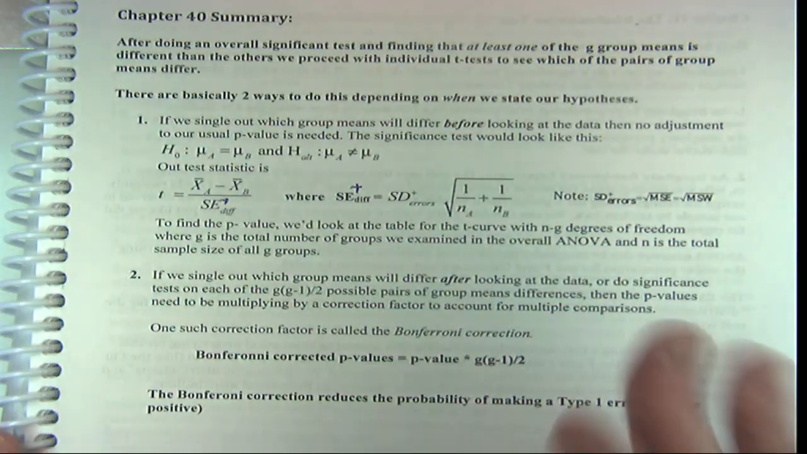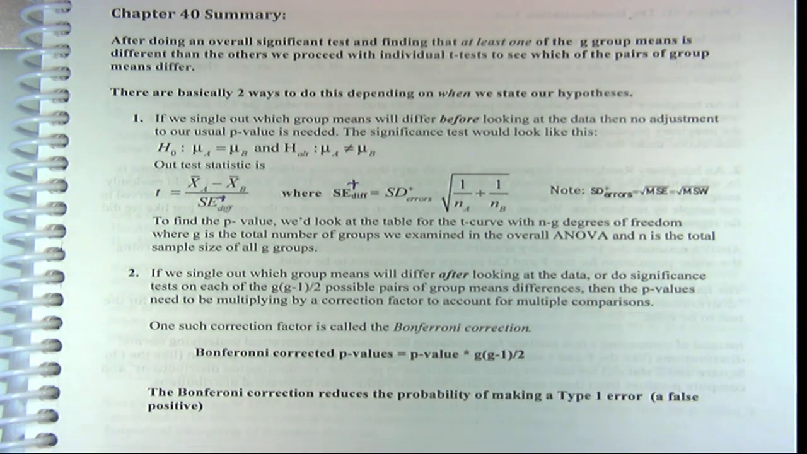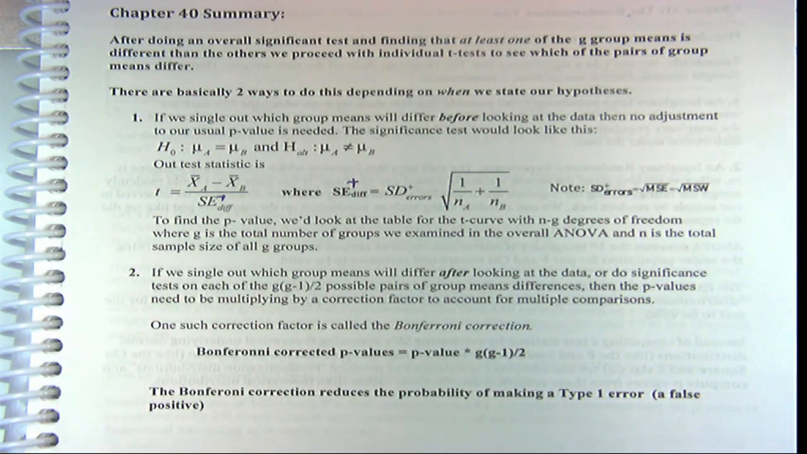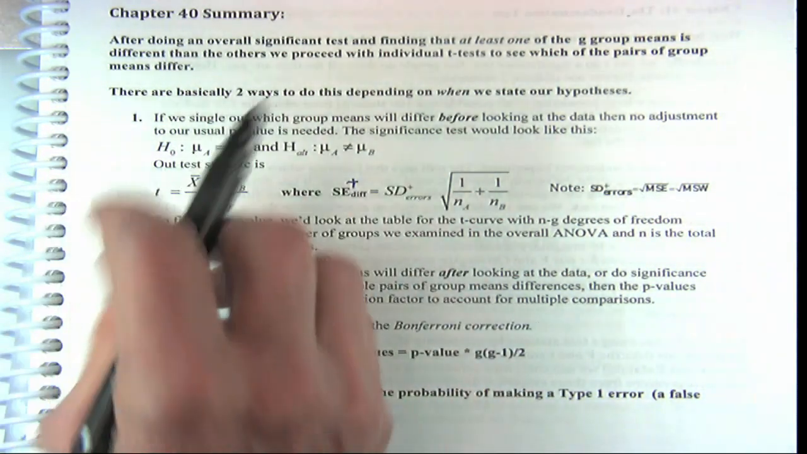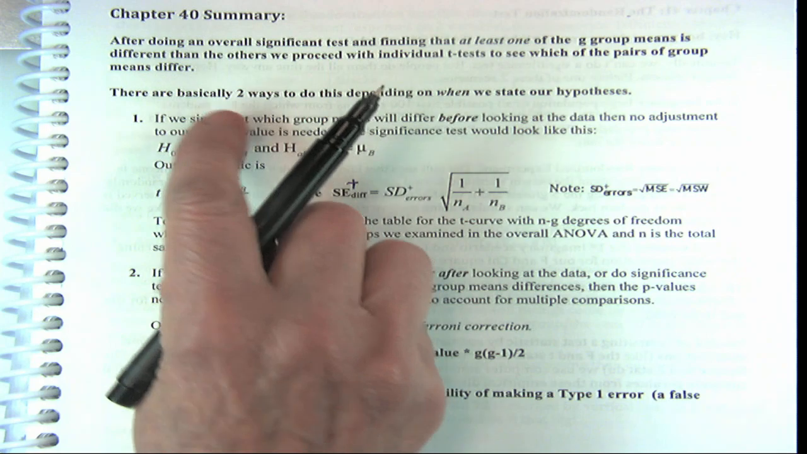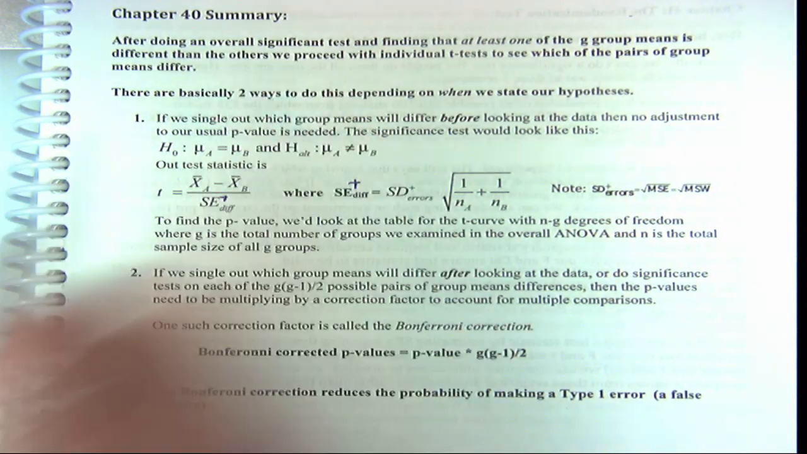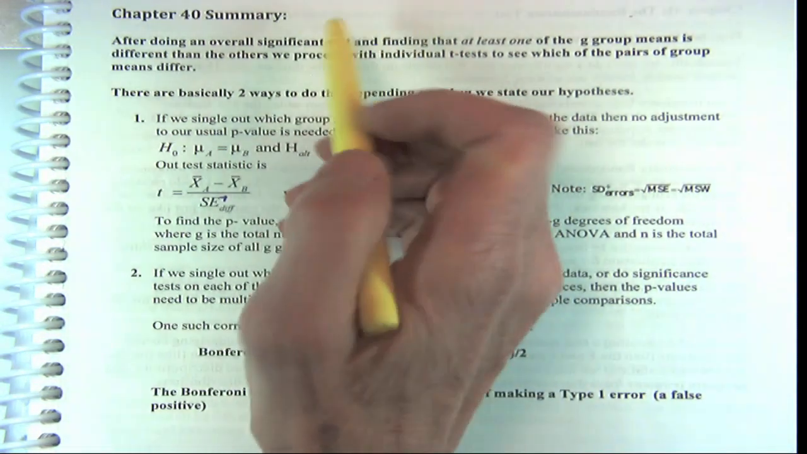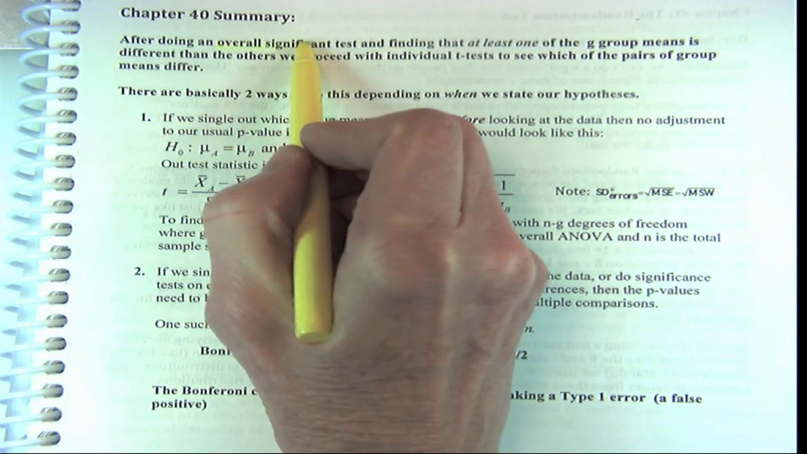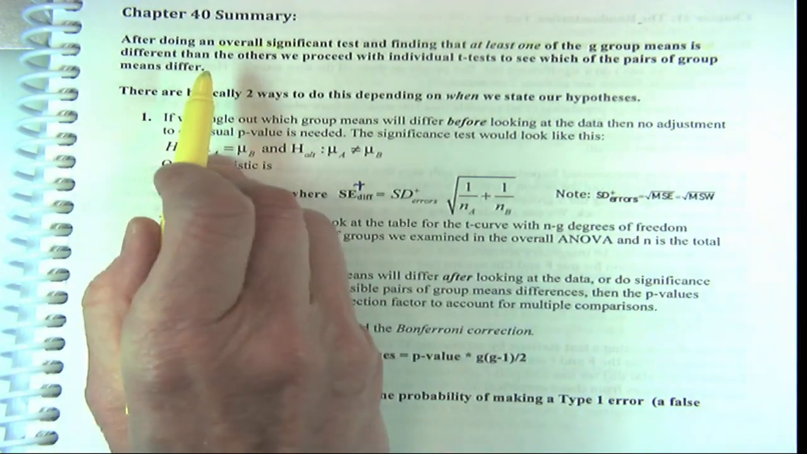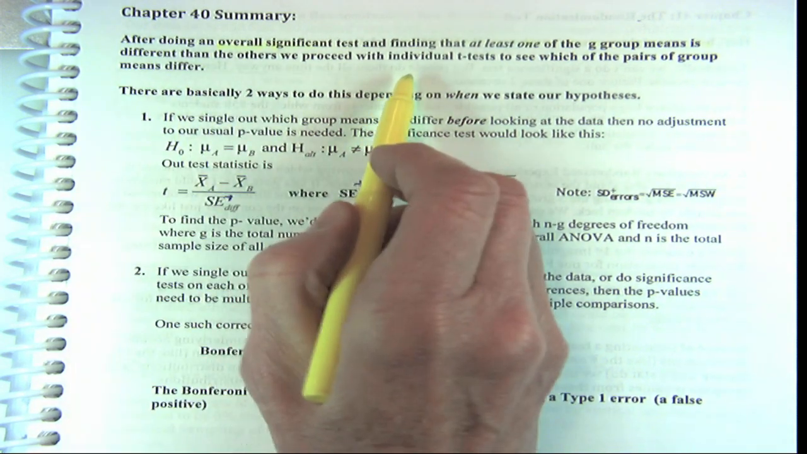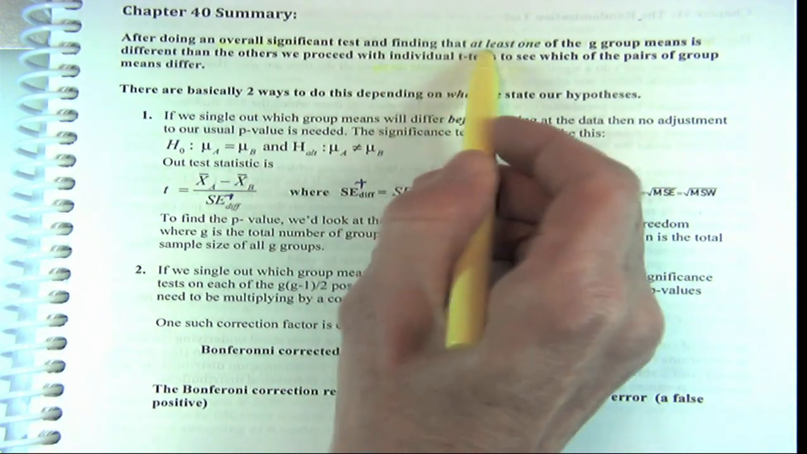All right. So here's our summary of what we've done so far. And we said in this chapter, what are we saying? There are basically two ways. Once you do an overall significance test and find that at least one of the groups is different, then we proceed with these individual t-tests, okay?